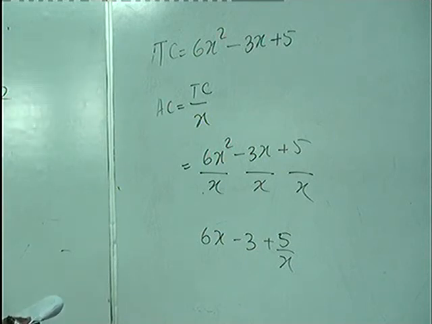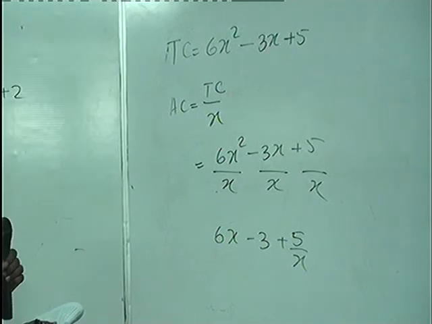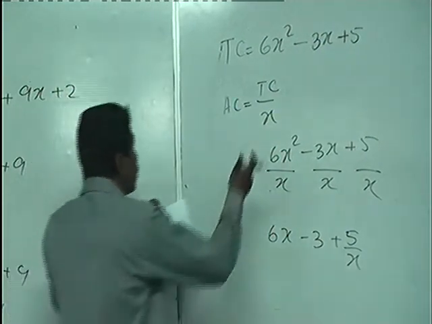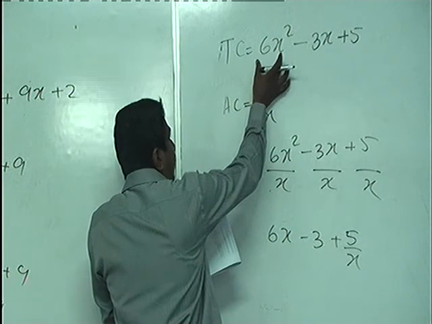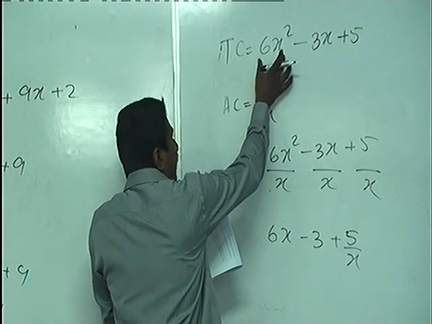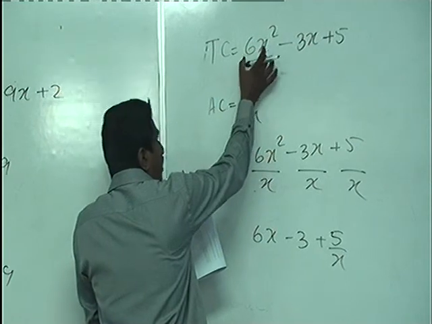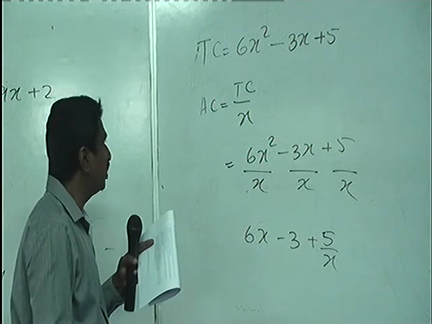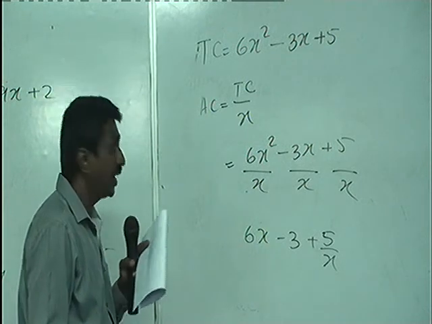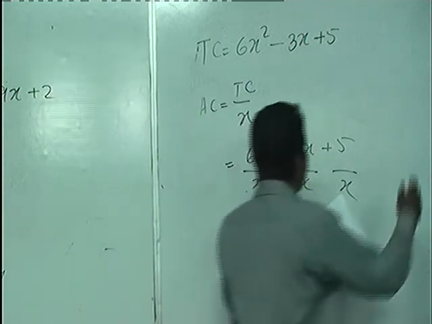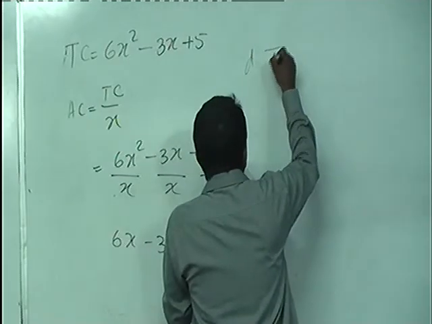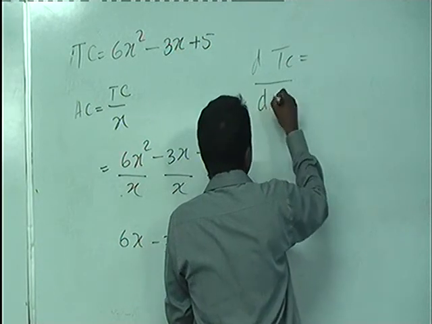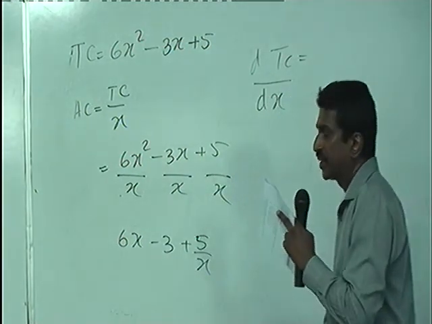Second one: the cost is minimized when producing 4,000 units. Is it minimizing? Yes, because 6x squared is a positive term. We learned that if the x squared term is positive, that is a minimum function. So at a particular point, it will be a minimum. I am not sure whether that point is 4,000 or not, so I have to work it out. How do I work out? Obtain the differentiation, dTC by dx.